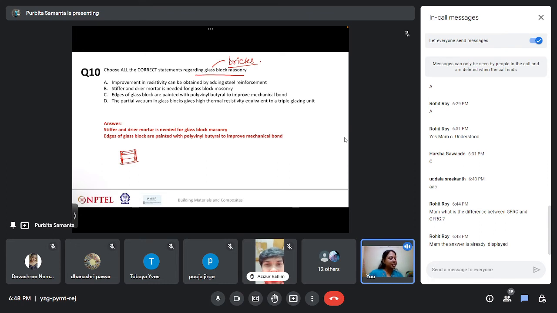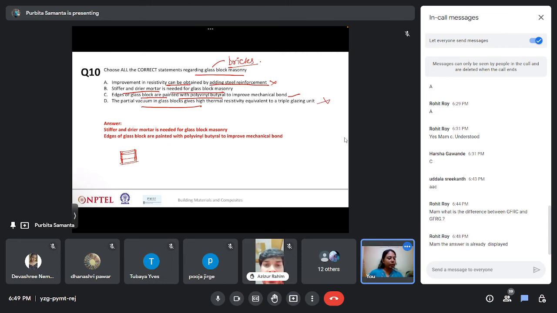If you look at the first option, it says that improvement in resistivity can be obtained by adding steel reinforcement. No, this is not possible for glass block masonry. But yes, stiffer and drier mortar is required for glass block masonry, because otherwise, you know what will happen. I'll discuss it once again. Also, edges of these glass blocks are painted with polyvinyl butyral to improve the mechanical bond. The other option is not correct.